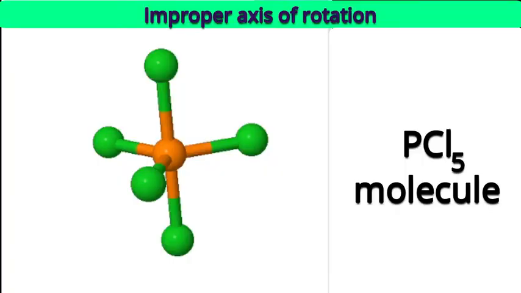Let us understand this improper axis of rotation by a particular example. I want to consider here the trigonal bipyramidal PCl5 molecule. Now see the structure carefully. Three chlorines are there in a triangle, and one is above and one is below. Let me consider the chlorine below as chlorine 1 and the chlorine above as chlorine 5. So a line passing through chlorine 5, phosphorus and chlorine 1 is our C3 axis. The same C3 axis can be the S3 axis.